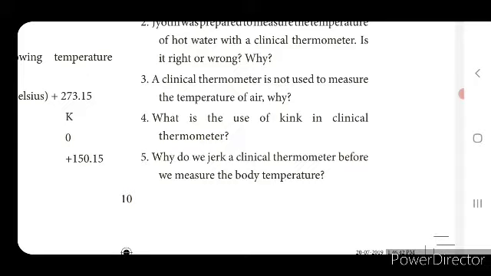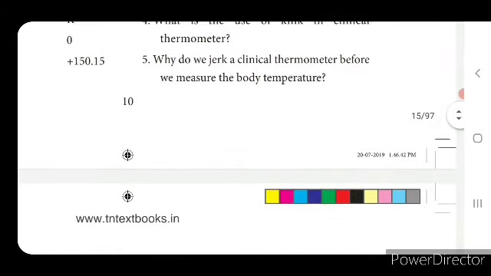Okay children. Long answer, you are having 2 detail answers. 2 detail answers you should learn. The first detail answer is asked along with the diagram, so it's very important. You have to draw that clinical thermometer. The kink is very important and that mercury level and also the markings you have to do neatly.